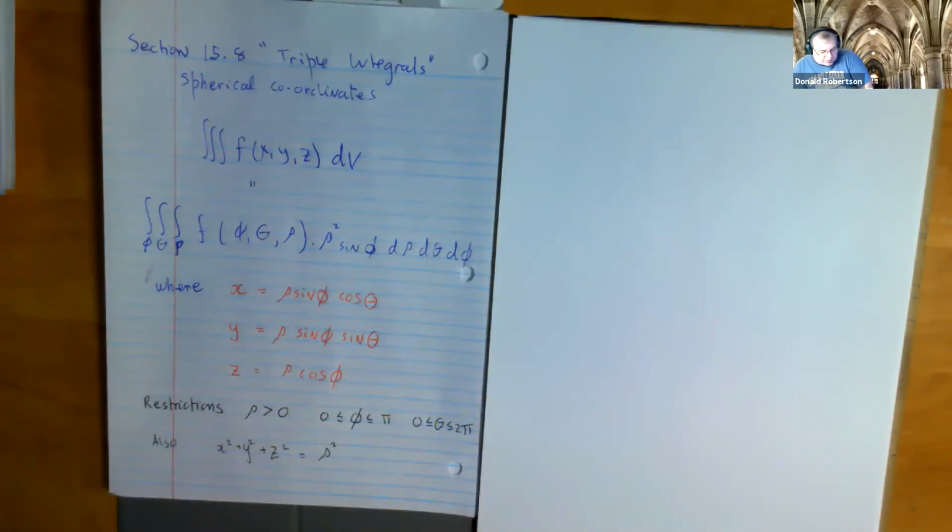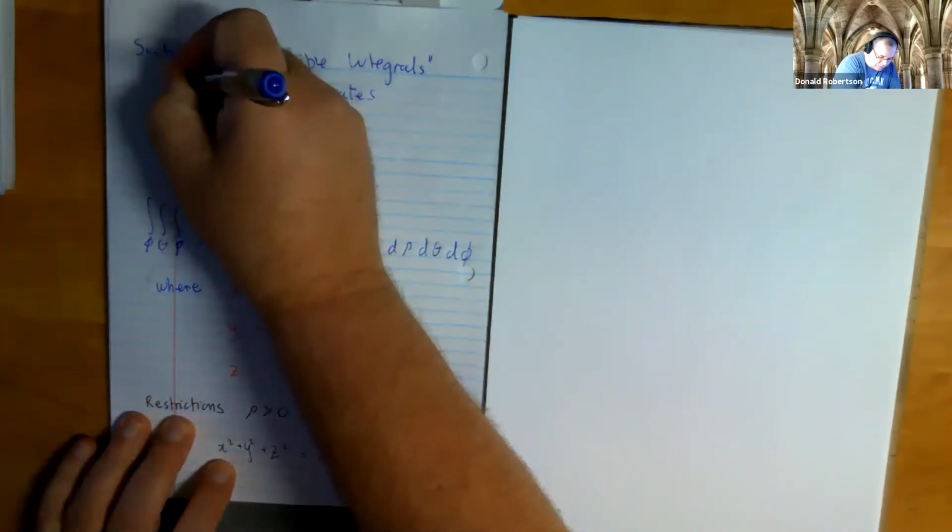Today we're going to do 15.8. Tomorrow we'll do it as well. So hopefully half and half would be a nice way to get through it. Section 15.8 is about triple integrals, and that is triple integrals using spherical coordinates.